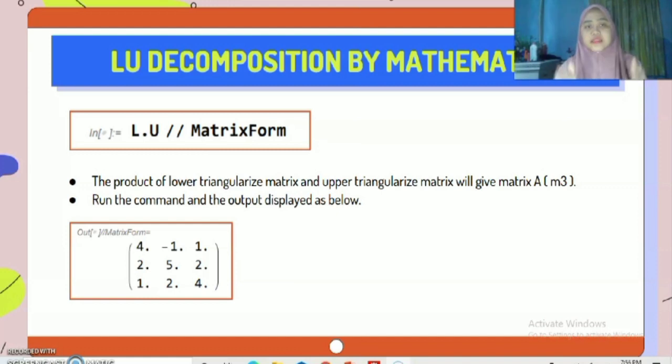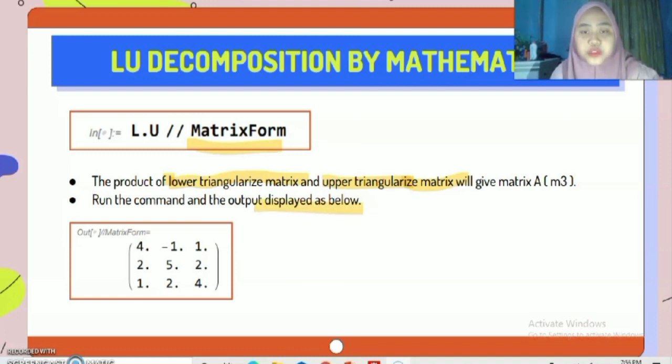So, in this part, we will learn about LU decomposition by Mathematica. In the previous part, you learned how to find the lower triangular matrix and upper triangular matrix. So, we can find the matrix A using the product of the lower and upper triangular matrix. First step, the input is L.U, matrix form. In this case, I put matrix form because I want the final answer in matrix form. Next, we will run the command and the output is displayed as below.